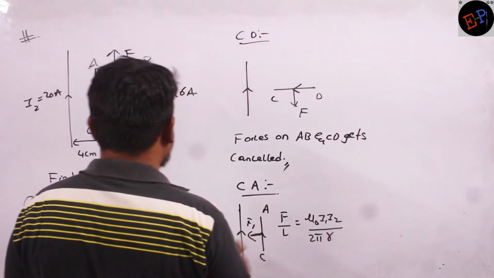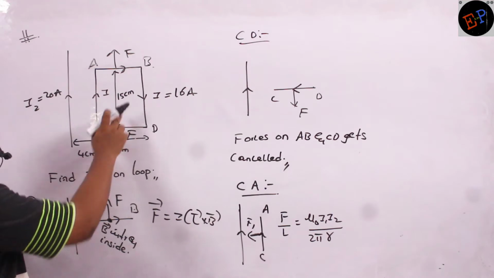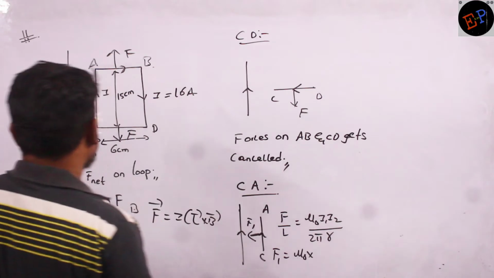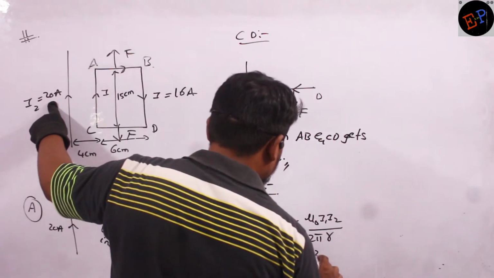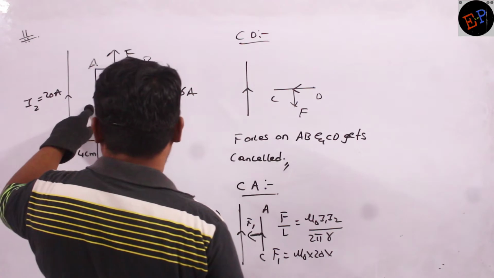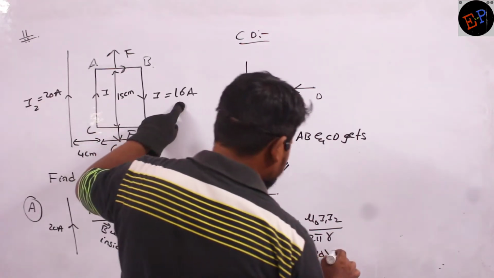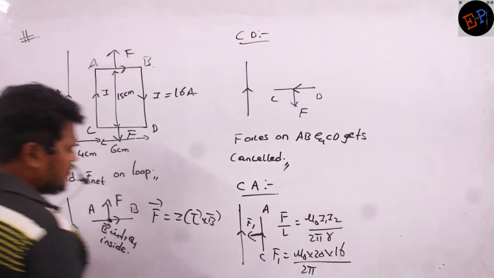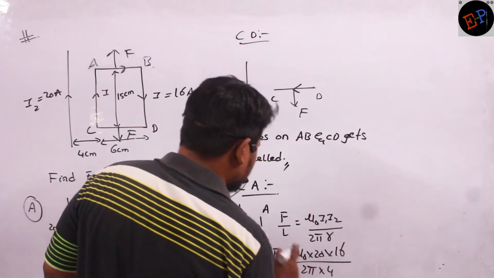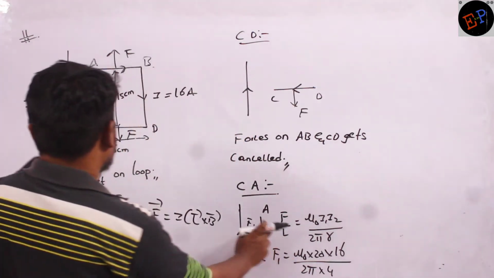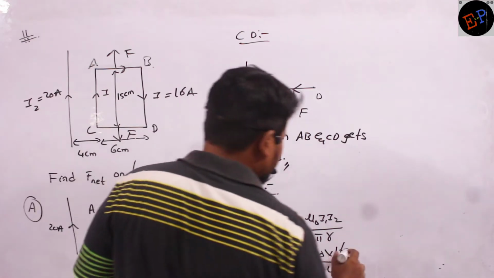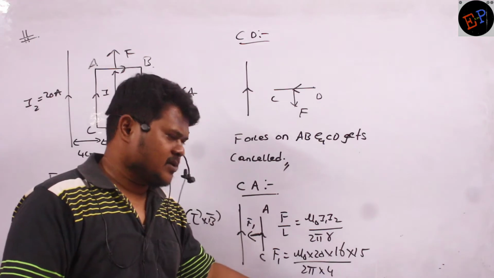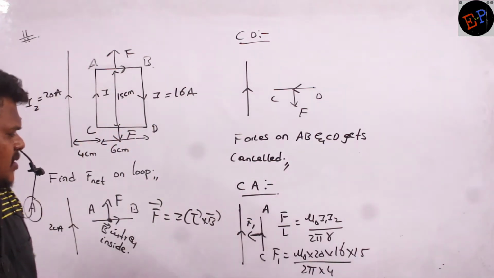So force per unit length, what is the length of this wire? 15 centimeter. So take it on the other side. F1 is equal to mu naught multiplied by the magnitudes of current, 20 amperes and 16 amperes, multiplied by 2 pi into the distance between these two wires, 4 centimeter. Length is 15 centimeter, multiplied by 15. You need not convert into meters because the conversion units will get cancelled. Okay, so this is the force experienced by AC.